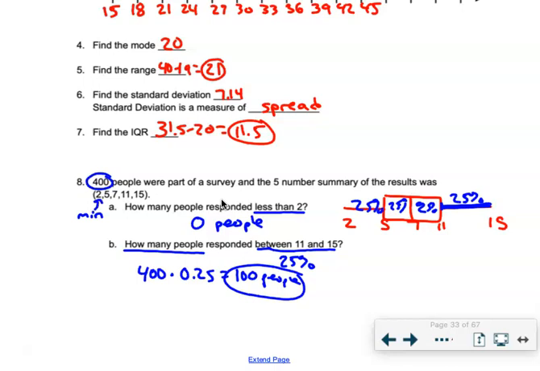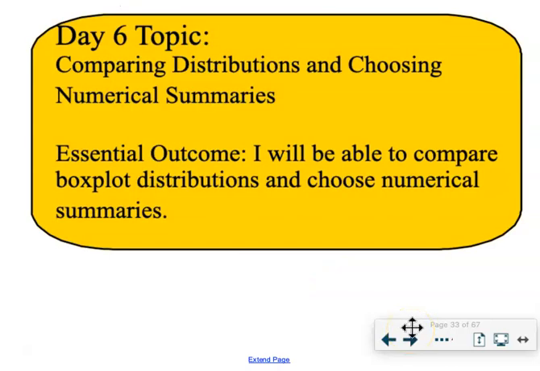Okay, moving on to the notes for today. So the day 6 topic is comparing distributions and choosing numerical summaries. The essential outcome: I will be able to compare box plots and choose numerical summaries. So what we're going to look at is more than one box plot on the picture at the same time, and you're just going to say things about them.